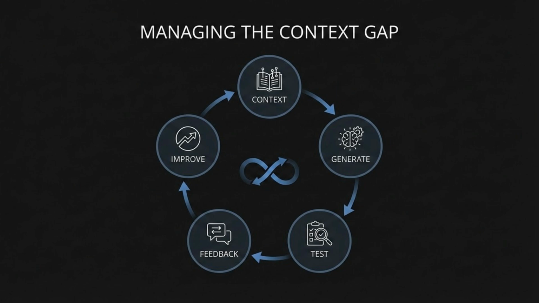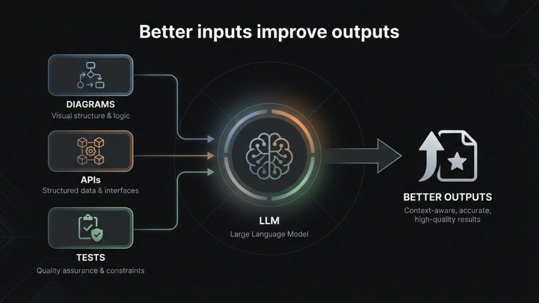Context is used to generate code, which is then tested, leading to feedback, which is used to improve the context. Better inputs improve outputs. By providing structured information like diagrams, detailed APIs, and specific tests, we give the LLM better inputs, resulting in context-aware, accurate, and high-quality outputs.